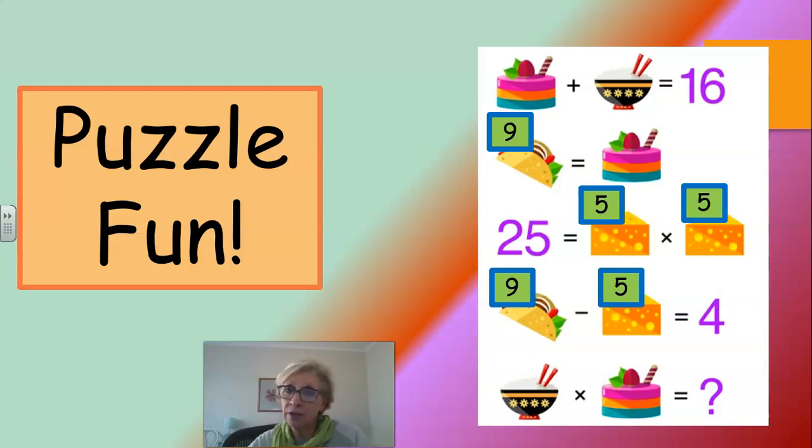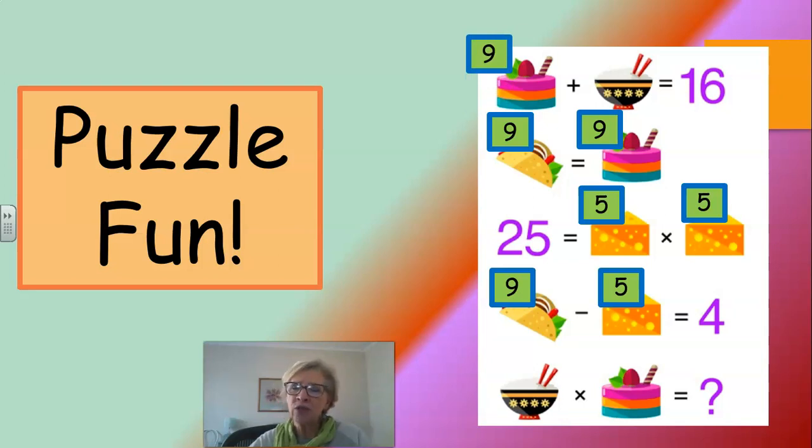Okay, but look at this one. This is an interesting one. It says to me that a wrap and a fruit salad pudding has the same value. So that must mean that that is the same as 9 as well. So now we can go to the top and we can say our fruit salad pudding is 9.